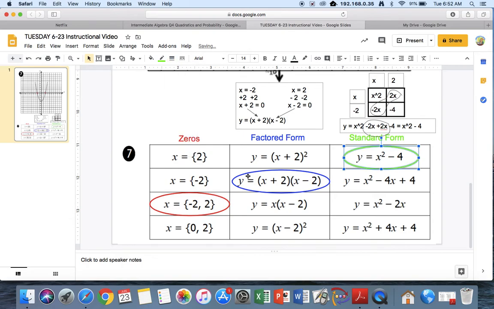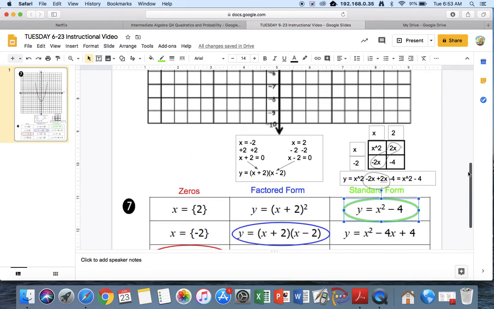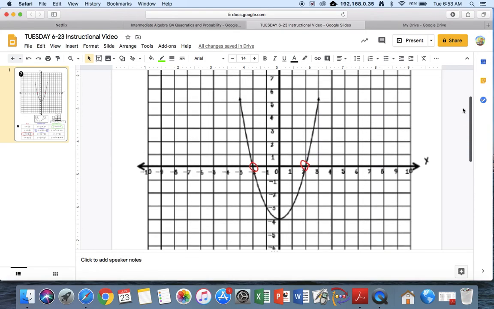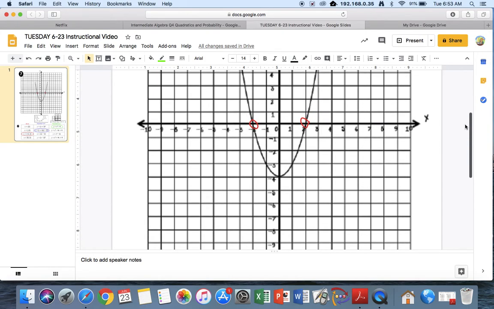You do not need to change your circle colors. You can leave them like they are, just as in black or gray or whatever they come up. Just make sure you circle the right one. So this is what today's assignment is. All you're doing is determining which choice are your zeros, which is the factored form, which is your standard form, and circle it by looking at your graph. And so it all starts with just the zeros.